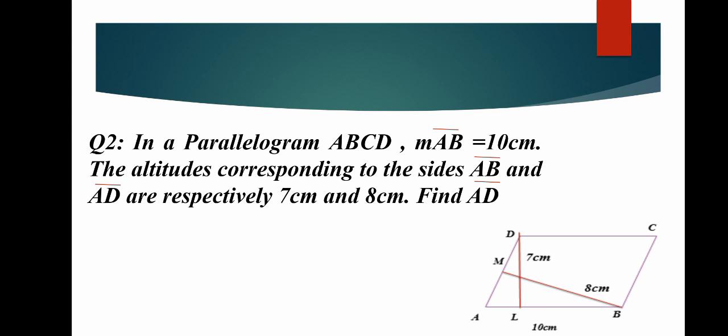What are altitudes? Altitudes are the perpendicular lines from the base. So here the base is AB, and the perpendicular from AB is DL. So DL is the altitude of AB. And when AD is the base, the perpendicular is BM. So the base is AD and its altitude is BM. They have given the values of these altitudes, 7 cm and 8 cm. You have to find out the value of AD.